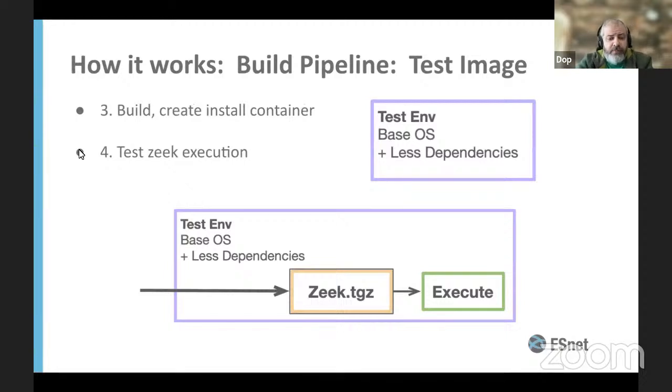After the building, we have that artifact from step 2. The third step is to build a new container. We don't want to use the builder for this since it has a bunch of extra tools. We want to know the minimum dependencies we need to actually install and run Zeek. So we build another container as a test environment, and that uses the built tar file, executes it, and makes sure Zeek can execute properly. It's not looking at live traffic at this point. It's in the GitLab CI environment, but that gives us a really good indication that things have worked, at least to this step.